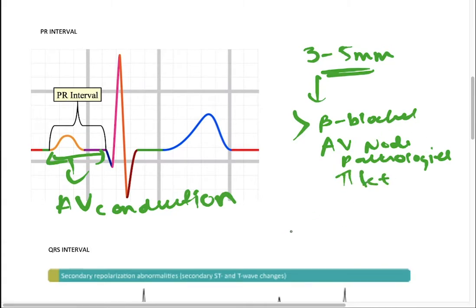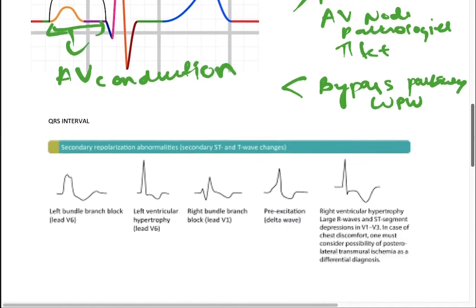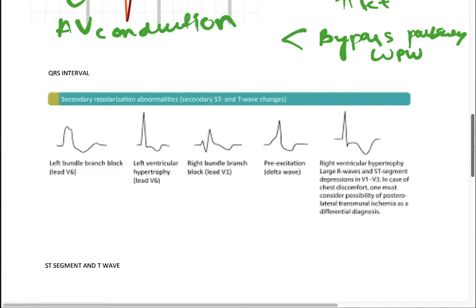Suppose there is less than 3 to 5 mm of PR interval, then we suspect something like Wolff-Parkinson-White syndrome. It's basically an accessory or bypass pathway where the atria directly stimulate the bundle of His instead of the AV node. So the atria directly stimulate the ventricle. That's why it's called Wolff-Parkinson-White syndrome.